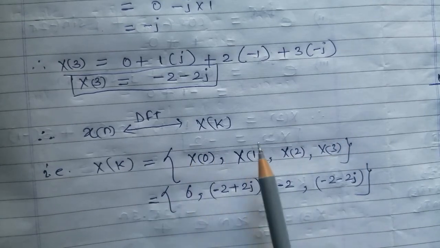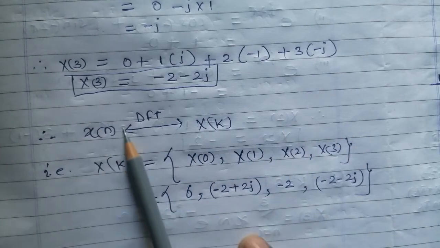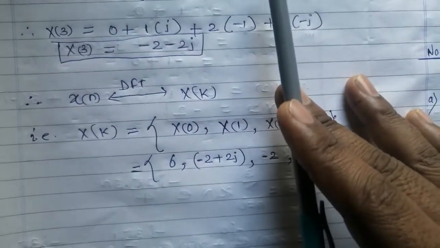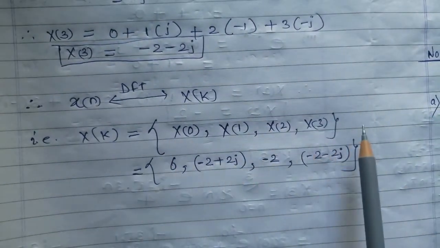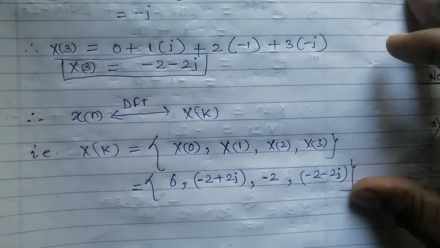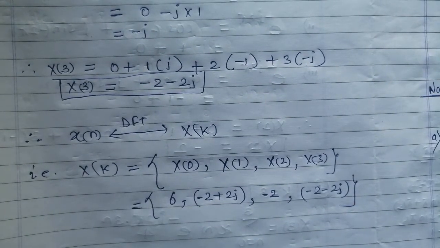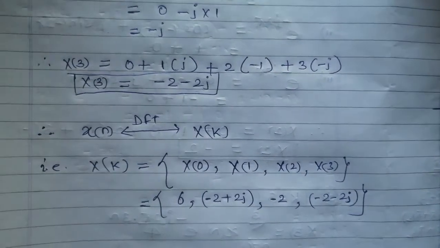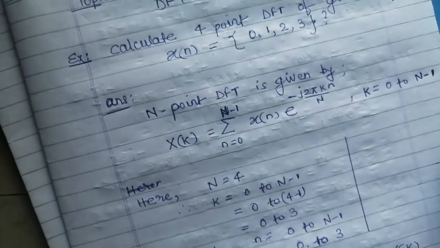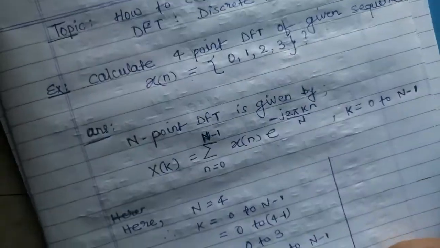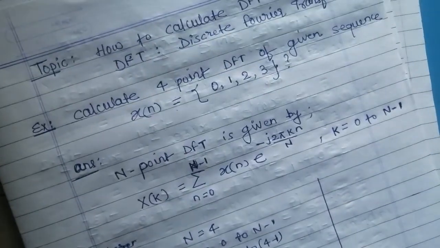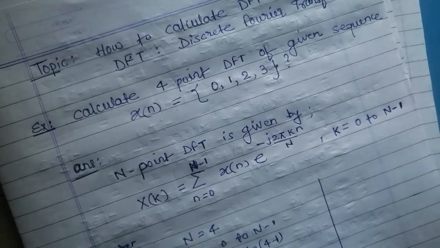So these are the 4-point DFT of the given x of n for the given numerical, and the results are like this. I hope you understood. This method is a fairly simple method, in which we directly use the formula. See, here we have tried to solve the DFT of the given sequence using the formula, but to calculate DFT we have various different methods also that we will see later on.